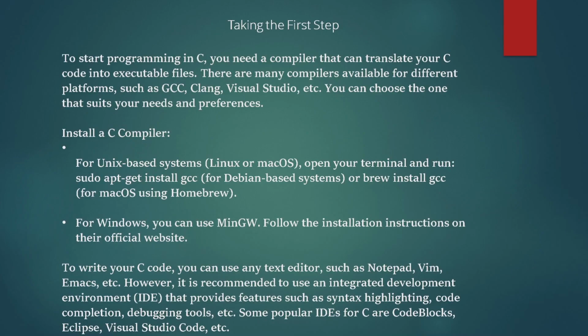To start programming in C, you need a compiler that can translate your C code into executable files. There are many compilers available for different platforms, such as GCC and Visual Studio. You can choose the one that suits your needs and preference.